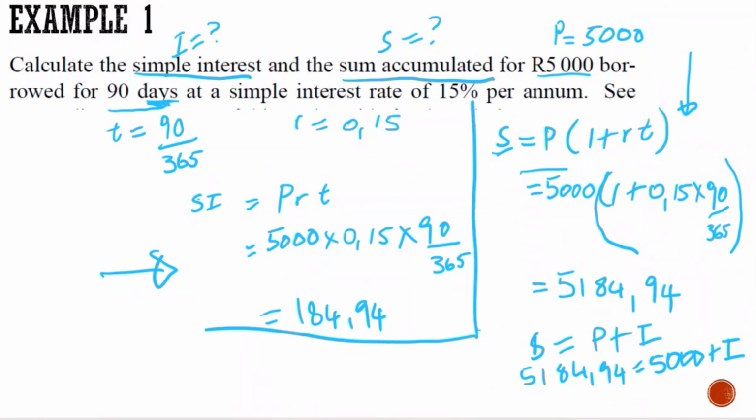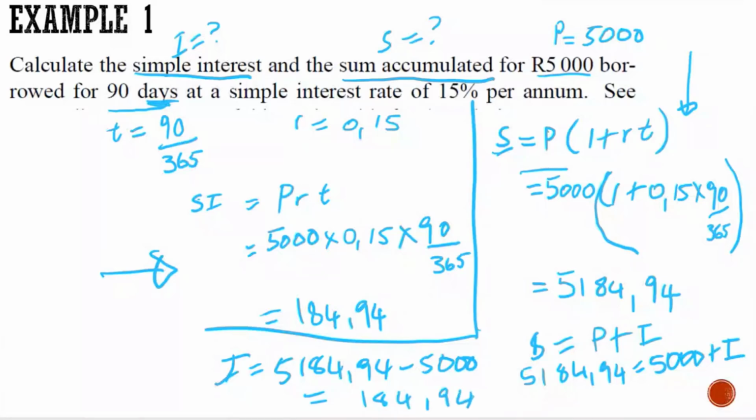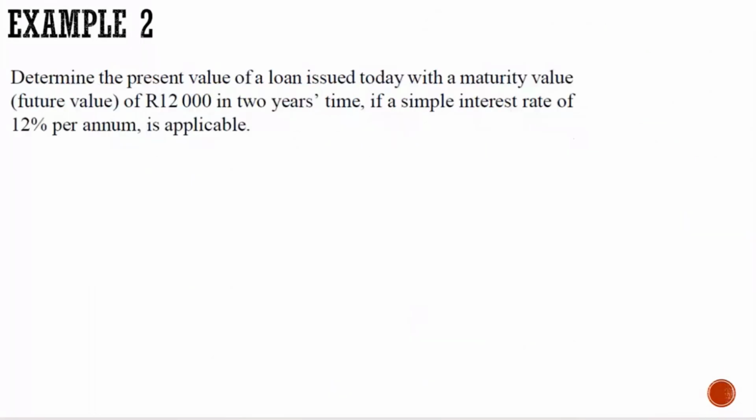If you substitute I into the formula, your interest is going to be equal to 5184,94 minus 5,000. So you would get that it is 184. So it will depend on how the question is asked. Okay, so this is another way of doing your calculation. Let us look at another example.